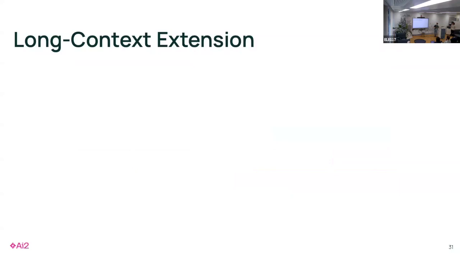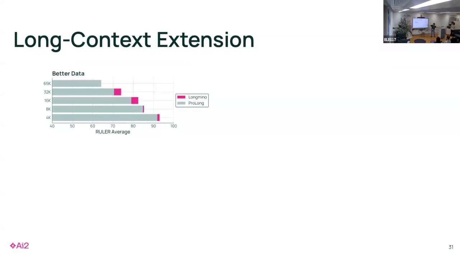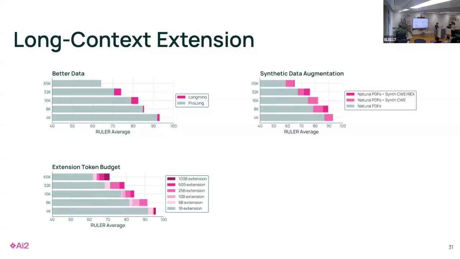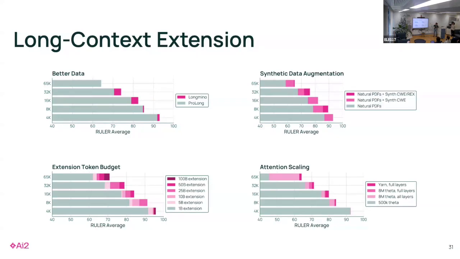So using this framework, we were able to iterate on a couple of key elements of Olmo 3. For example, we proved that our PDFs are better data than one of the few open datasets for long context extension that was out there, the ProLong dataset. We can measure how many tokens you need to get good performance. And we found interesting results, like the longer the target sequence length is, the more tokens you need. We played a little bit with synthetic augmentation for long context extension, and we found it to be quite useful. Different ways to scale the attention, and so on.